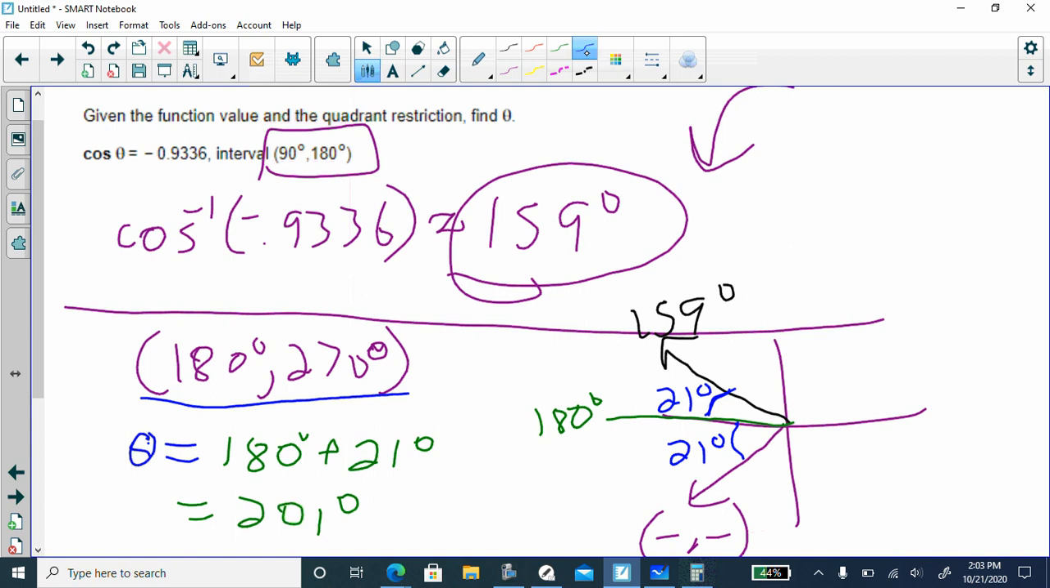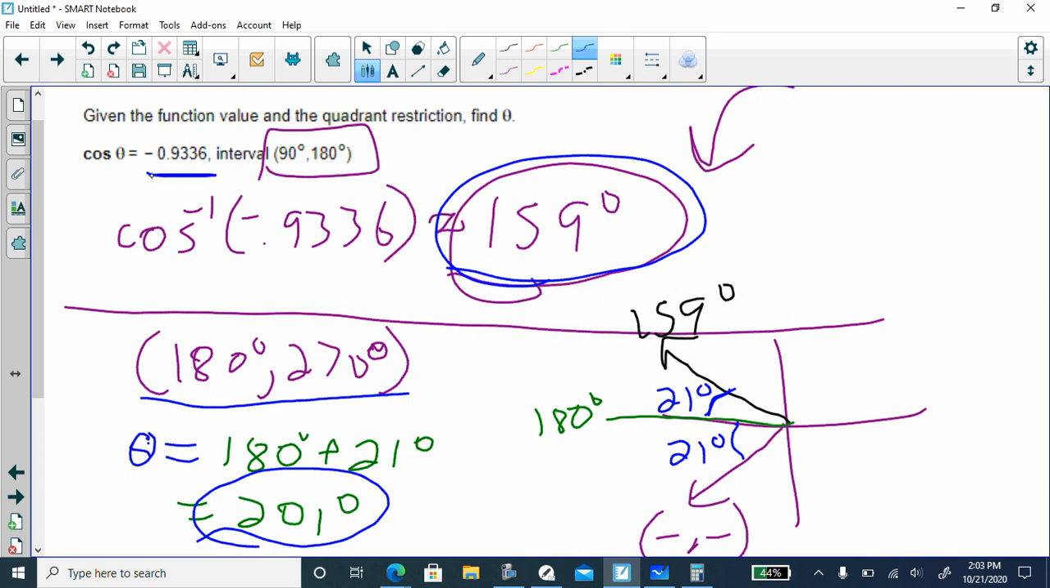So this angle and this angle have the same value, the same ratio for cosine. Why is that? Because they have the same reference angle. Their reference angles match. Why do they have the same sign? Because they're both to the left, so both of them have an x value that's negative. Cosine is x over r. R is always positive, so if x is negative, cosine is negative.